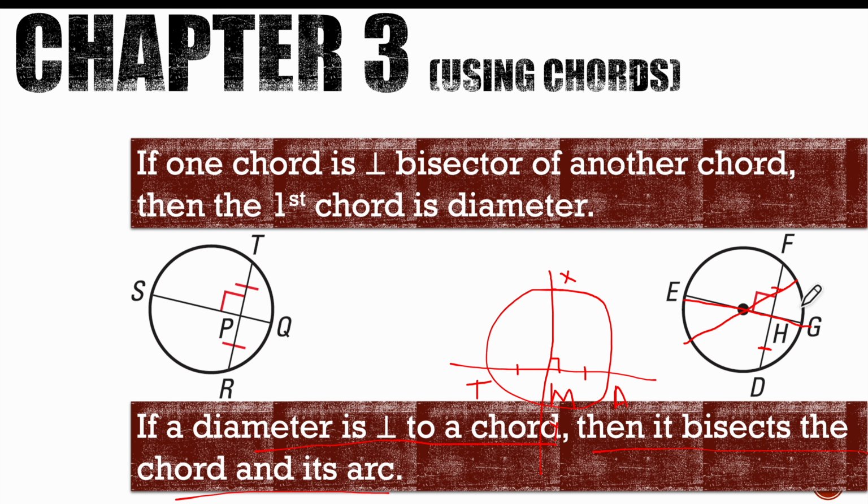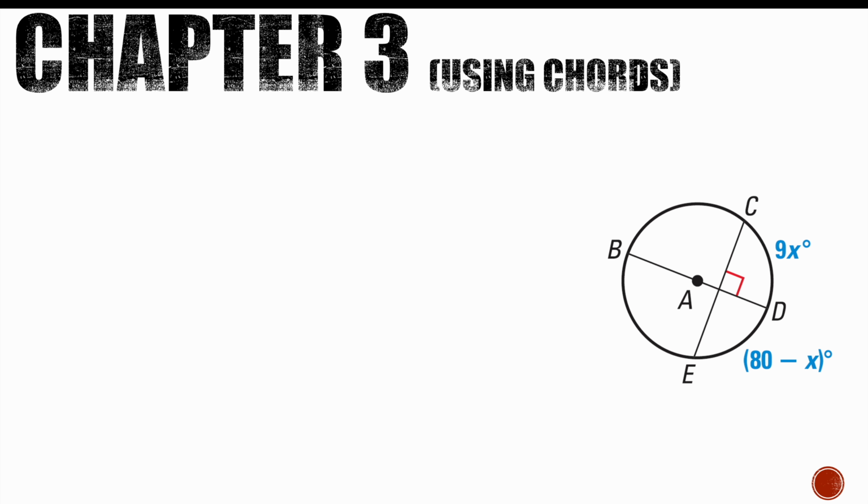So which means that if the measure of this arc, FD, was, let's say, 110, then the measure of FG and DG will be equal, which means both of them will be 55. If the measure of FD equals 110, then the measure of FG would be 55 and the measure of DG will also be 55, because it divides into two equal parts, both the chord and the arc.